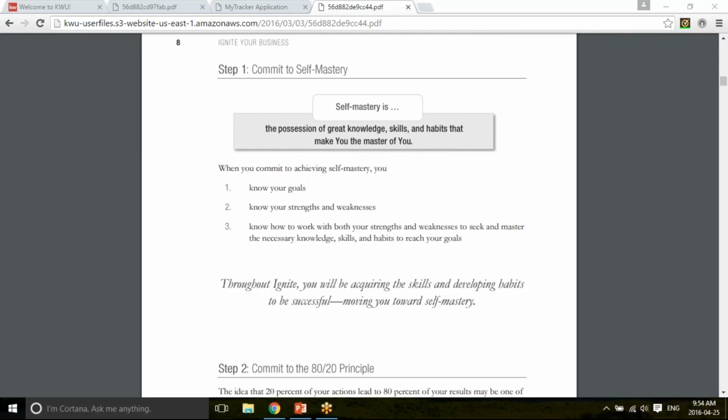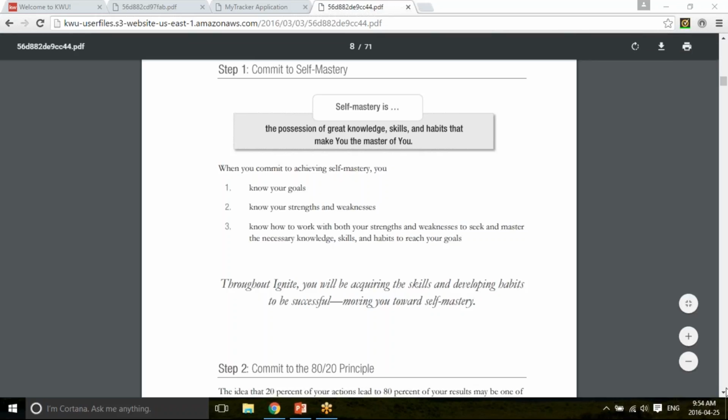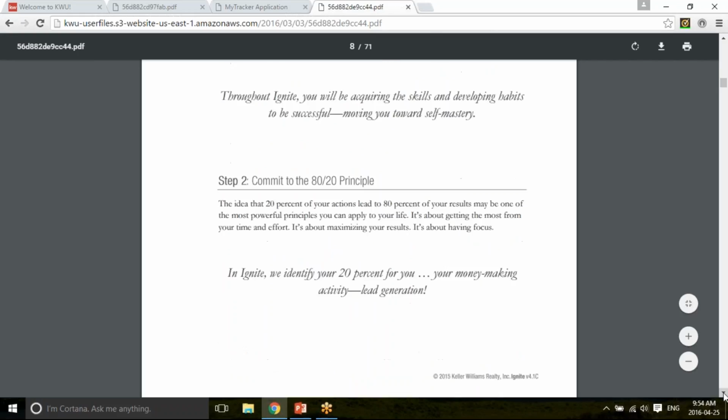Okay, so the concept of self-mastery is you being in control of your goals and your decisions. So the next piece is committing to the 80-20 principle. Has anybody ever heard of this before?